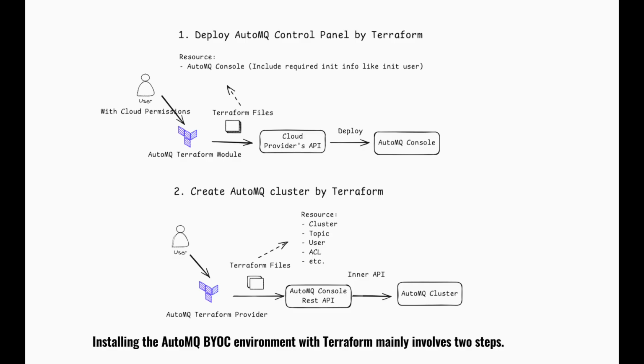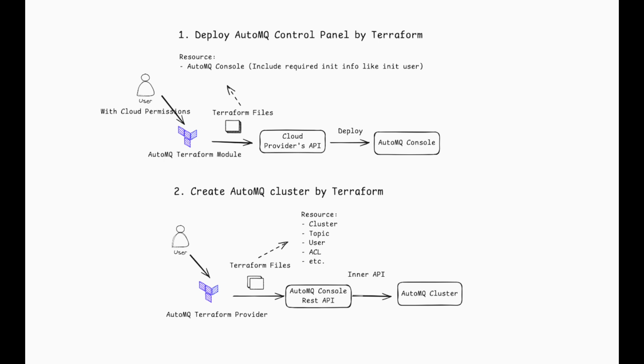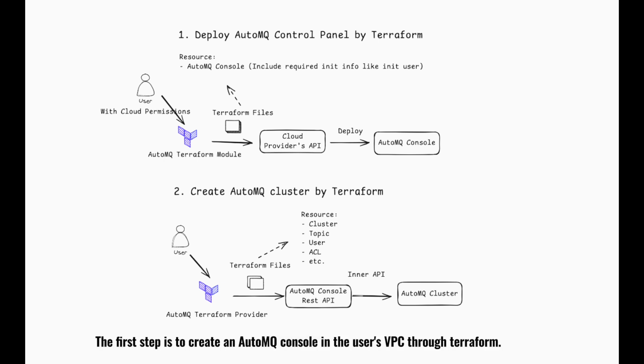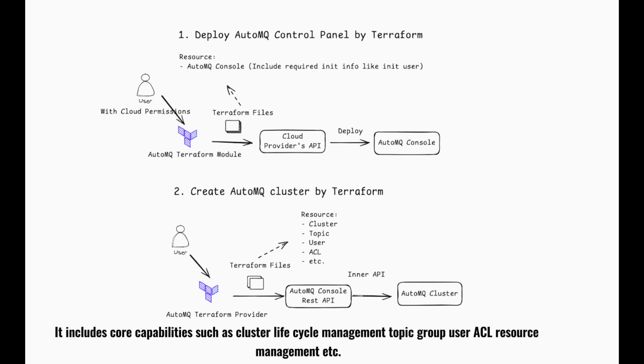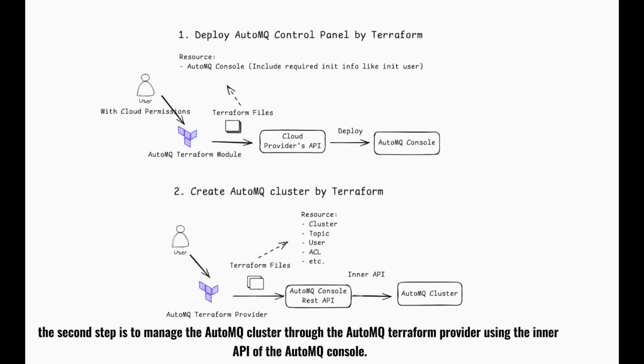Installing the AutoMQ BYOC environment with Terraform mainly involves 2 steps. The first step is to create an AutoMQ console in the user's VPC through Terraform. The AutoMQ console is key to providing a fully managed AutoMQ service. It includes core capabilities such as cluster lifecycle management, topic, group, user, ACL resource management, etc.